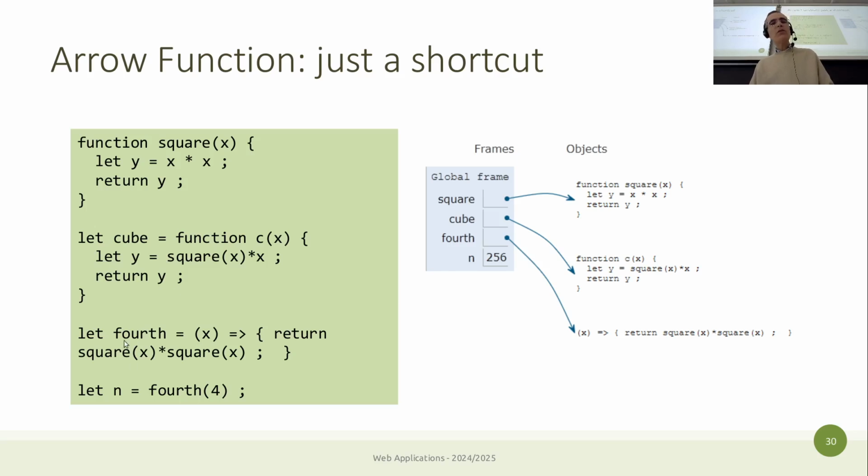Let's put the fourth power as a function written in the form of an arrow function. So we take parameter x again, arrow, and then the code is return square x times square x. Just an example. Okay. Now, of course, we can call it, and it will work as any other function.